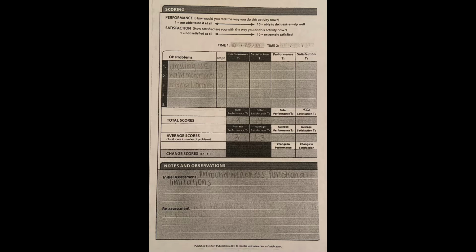We repeat this process with the satisfaction scores to get a 4 in total satisfaction and a 1.3 for total satisfaction average. The initial scores are recorded in the T1 boxes of the assessment form, and at her initial assessment, the therapist also made notes on her wrist weakness and functional limitations that inhibit her performance.